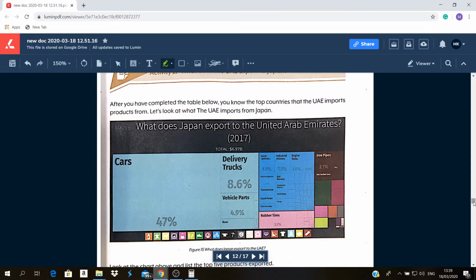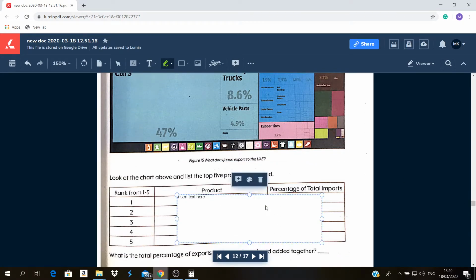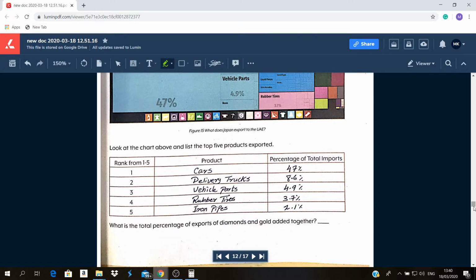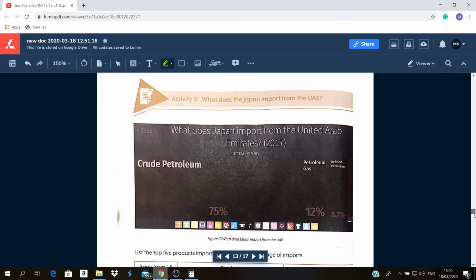See the products. What does Japan export to the UAE during 2017? Japan exports, so things that the UAE brought, or usually brings, from Japan. So the first one is, what do you think? Cars, of course. Cars are 47, delivery trucks 8.6, vehicle parts 4.9, rubber tires. See, most of them are related to what? Vehicle things, right? Or cars, transportation things. Then iron pipes.